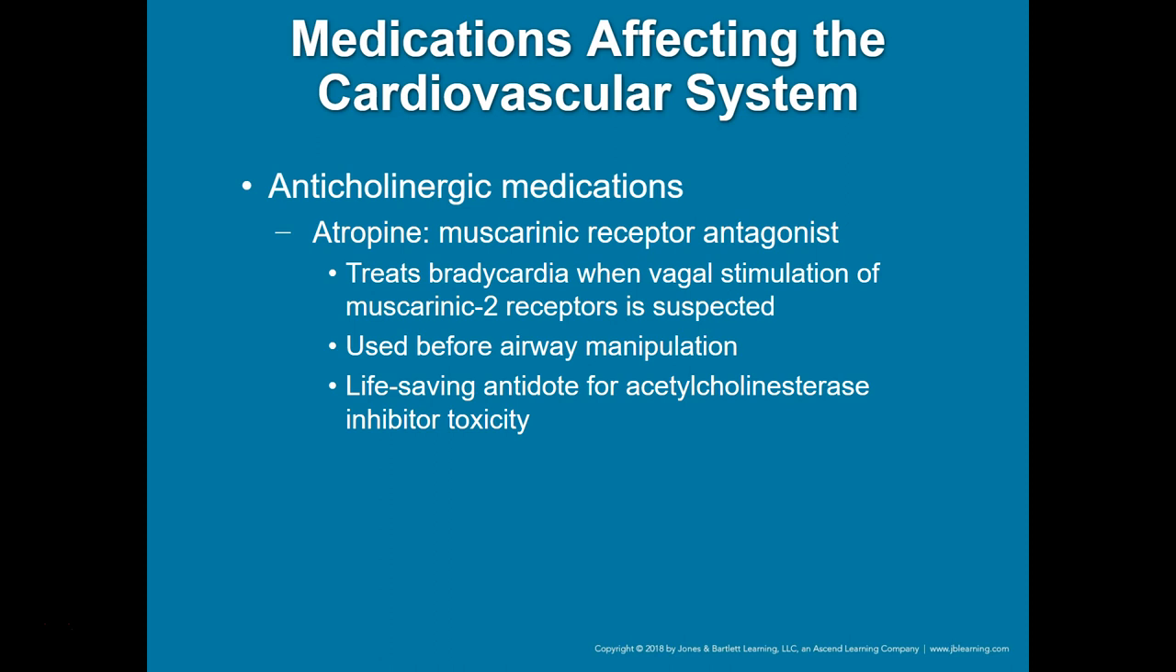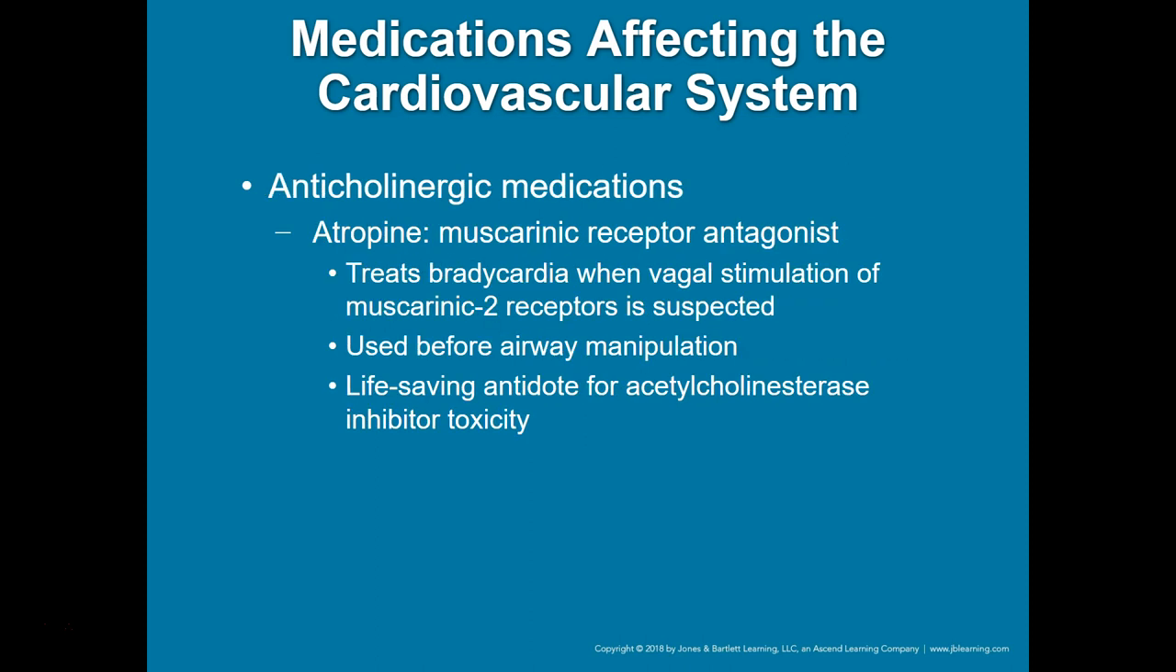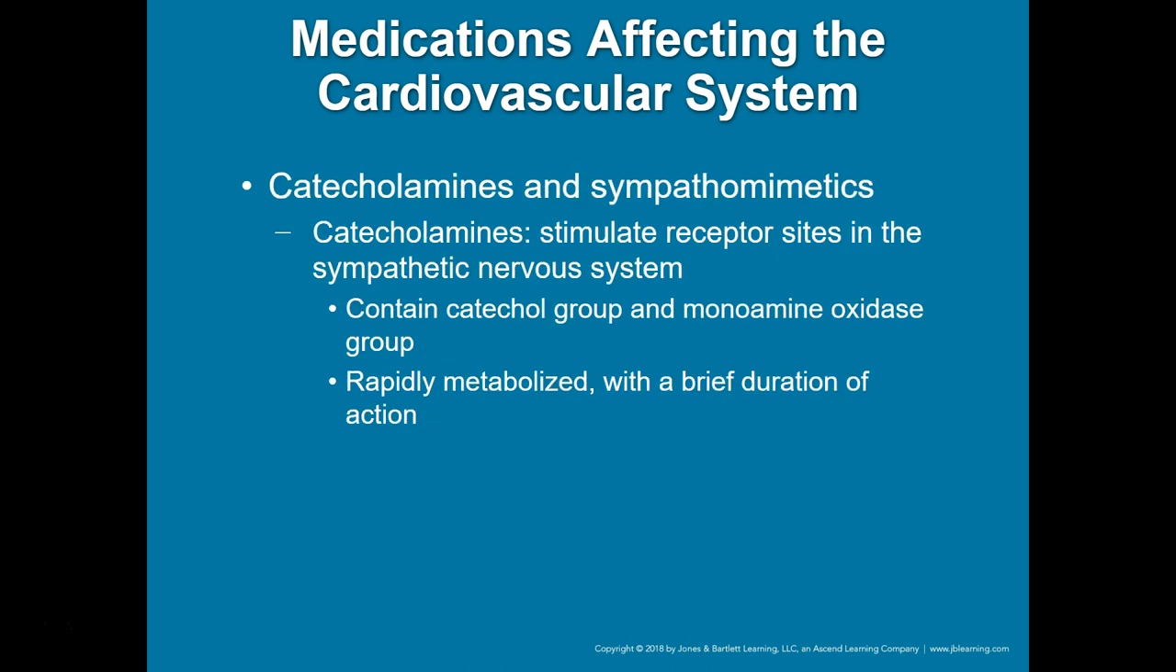Especially with the kids, we want to maybe give a little bit of atropine before we intubate them to prevent vagal nerve stimulation. You can stimulate that vagus nerve by intubating them and digging around the airway. So we want to give that ahead of time, just a pre-treatment. And it's a life-saving antidote for anticholinesterase inhibitor toxicity, pesticide poisoning. We can do that. It's going to take a lot of atropine, but it is a thing. Anticholinergic also is going to be that Atrovent or the ipratropium bromide. That's another anticholinergic medicine. It works much differently than atropine, but it is also an anticholinergic.